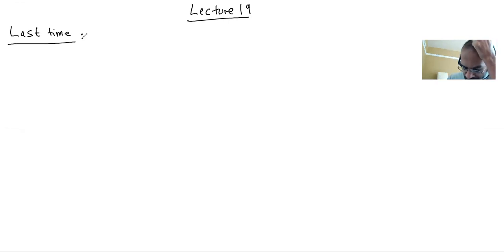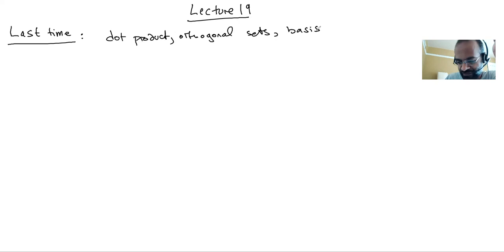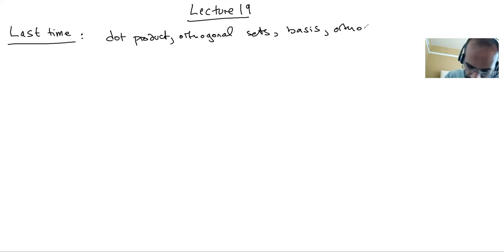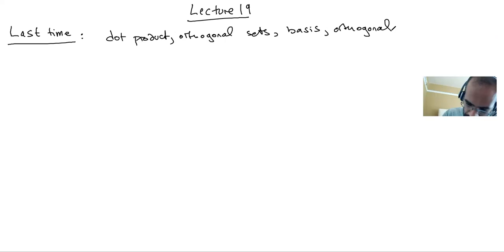we introduced all these new concepts that introduced geometry into linear algebra. So we talked about dot product, orthogonality. So we talked about orthogonal vectors. We talked about orthogonal sets of vectors. We talked about orthogonal basis. That's a special kind of basis where every pair of vectors is orthogonal. And then we talked about orthogonal projections onto a subspace. And this is a very important concept for this lecture.